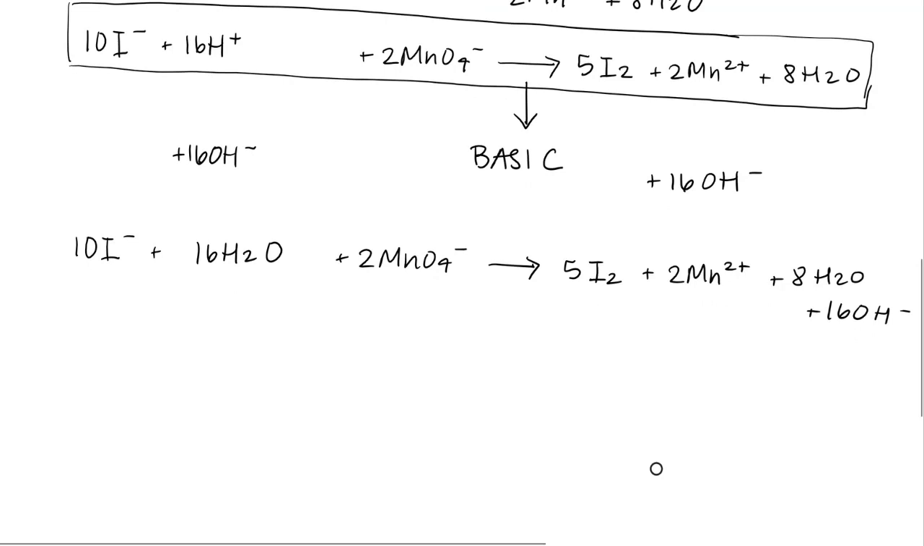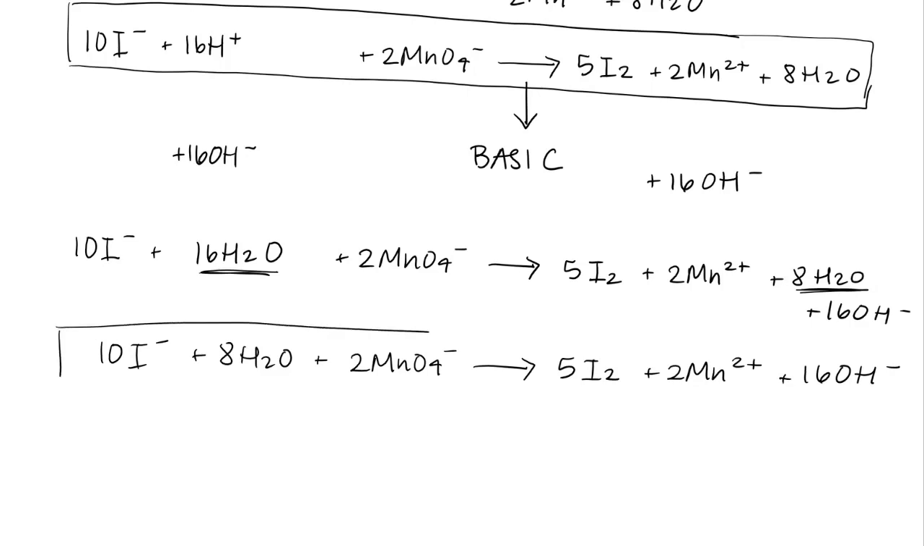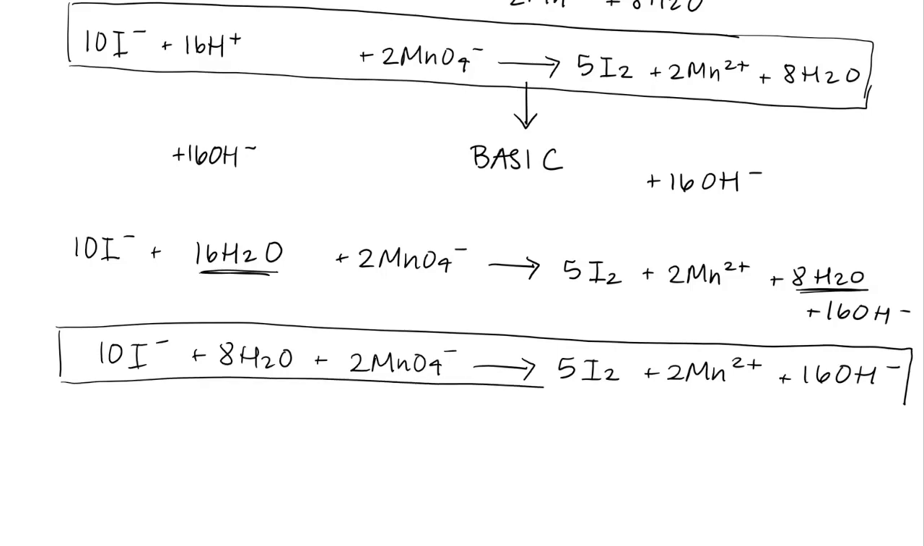But we're not quite done yet because we now have 16 molecules of H2O on the reactant side and 8 molecules of H2O on the product side. So we can combine some terms here. If we have 8 on this side, we can subtract the 8 from both sides. So we end up getting 10 I- plus 8 H2O plus 2 MnO4-. And on the product side, we have 5 I2, 2 Mn2+, and 16 OH-. And this would be your final reaction if you had basic conditions.